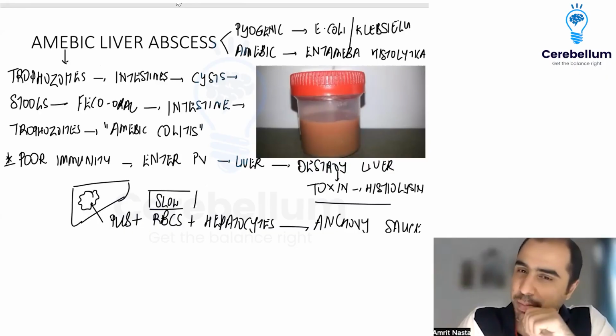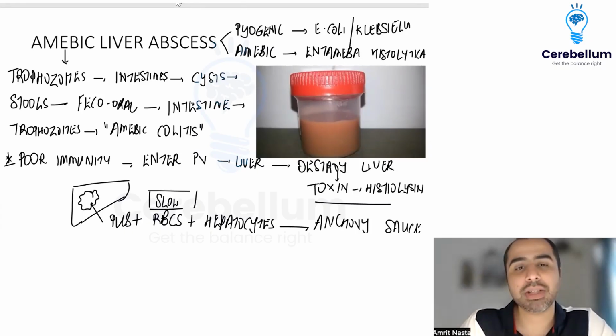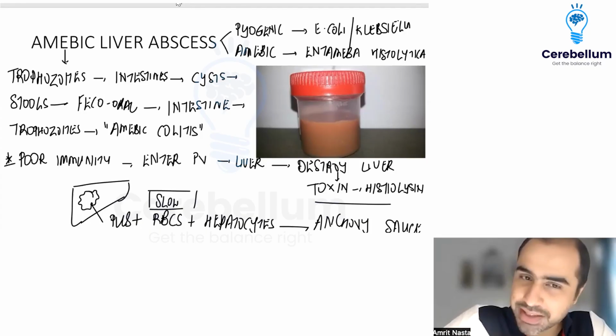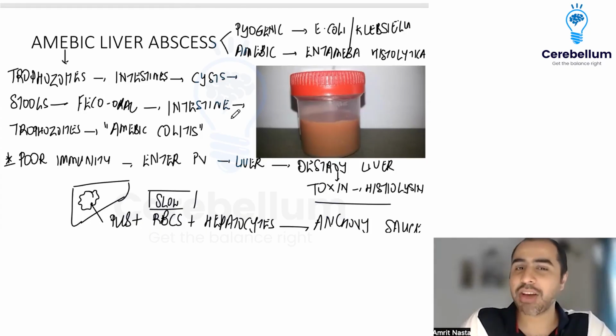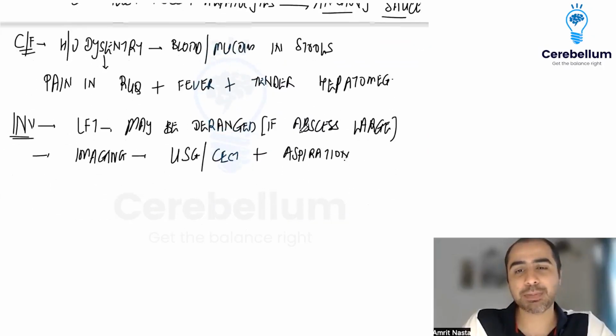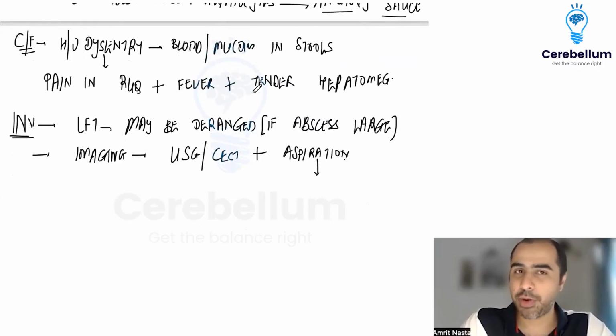If I culture the pus, what will grow? What will grow in the culture of the pus? Will the amoeba grow? The amoeba will not grow because you need special culture media. So nothing will grow. So what do you also call this pus? Apart from it being anchovy sauce, what other feature will be seen in the pus? Yeah, it will appear to be a sterile pus.